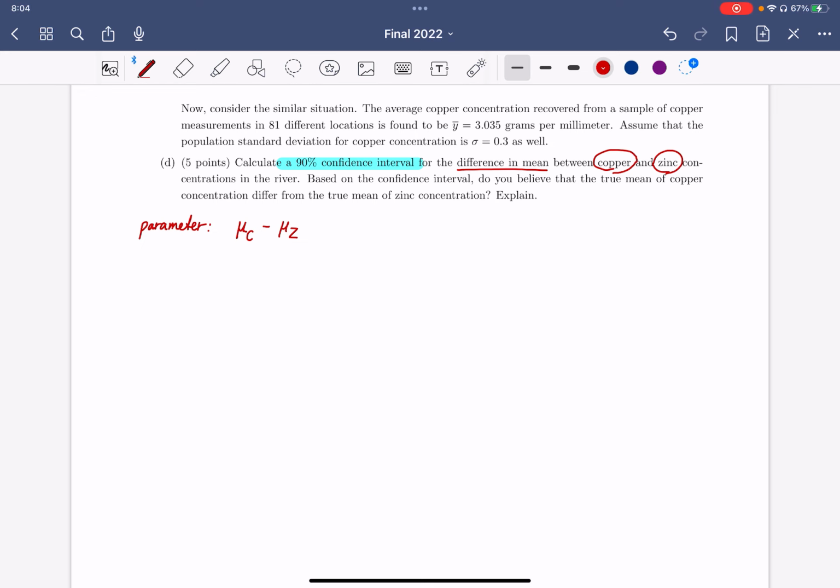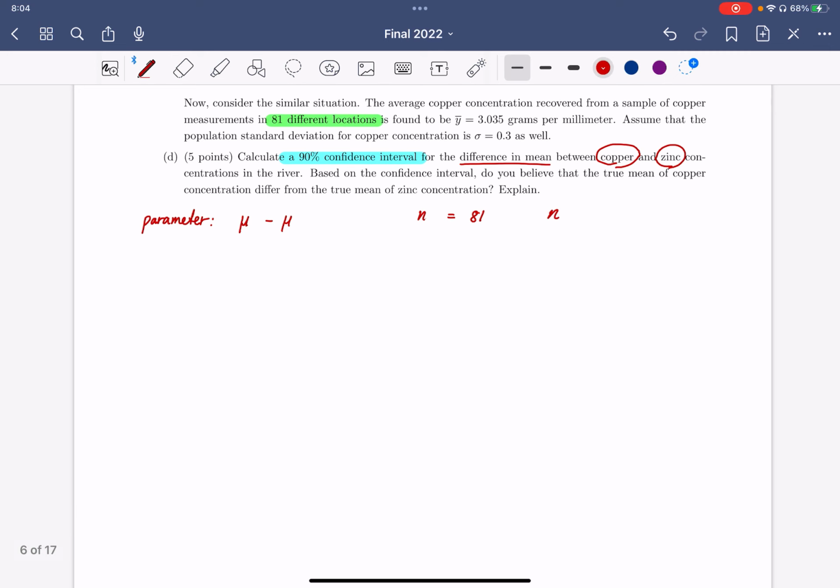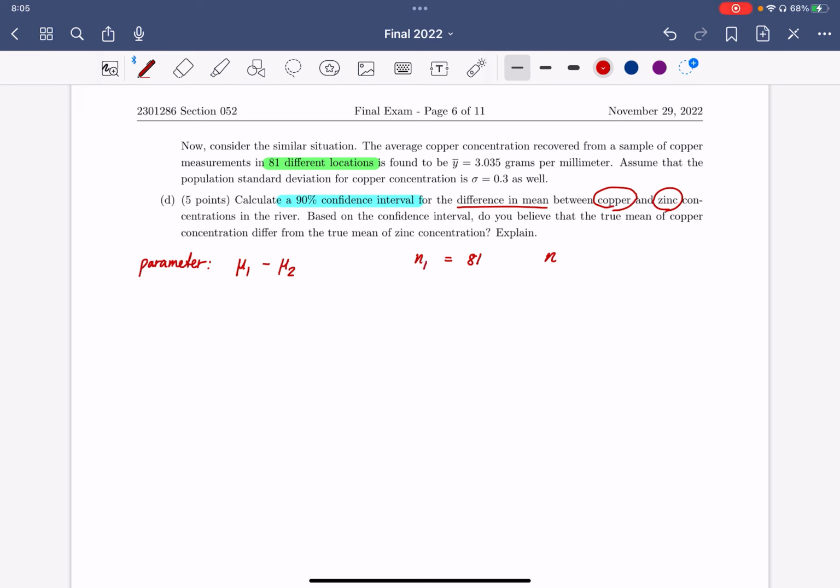In this case, you see that the sample size is very big. Let's summarize the information first. You have the information for copper, n equal to 81. Okay, let's use N1 and N2, it's easier that way because we actually have N1 and N2 here. So N1 is the copper one, and N2 is the zinc one, which is 49. So N1 refers to copper, and mu2 here corresponds to zinc.